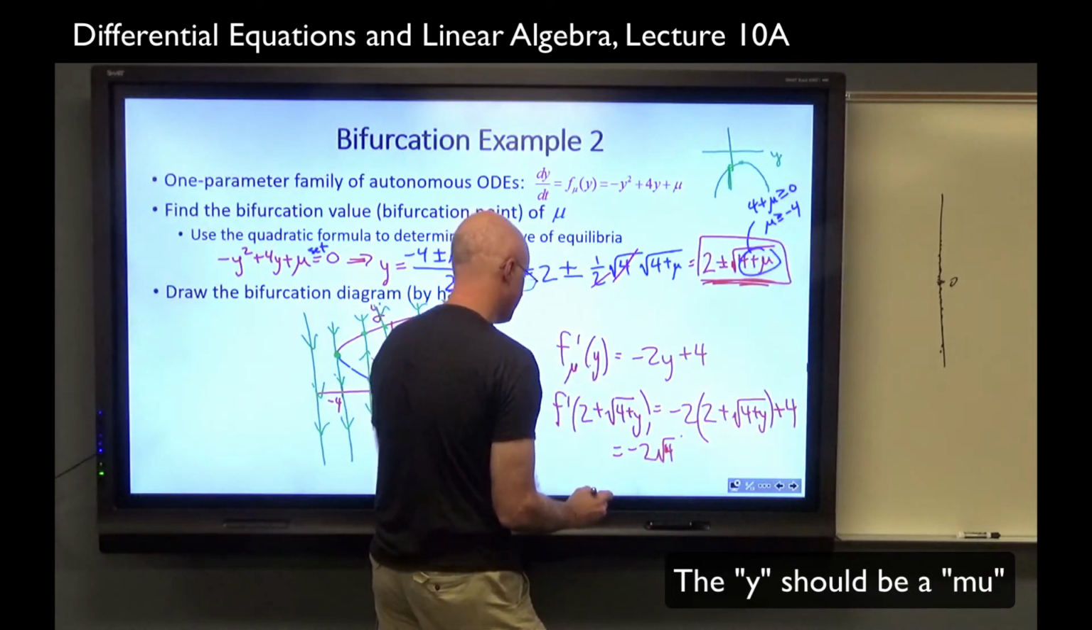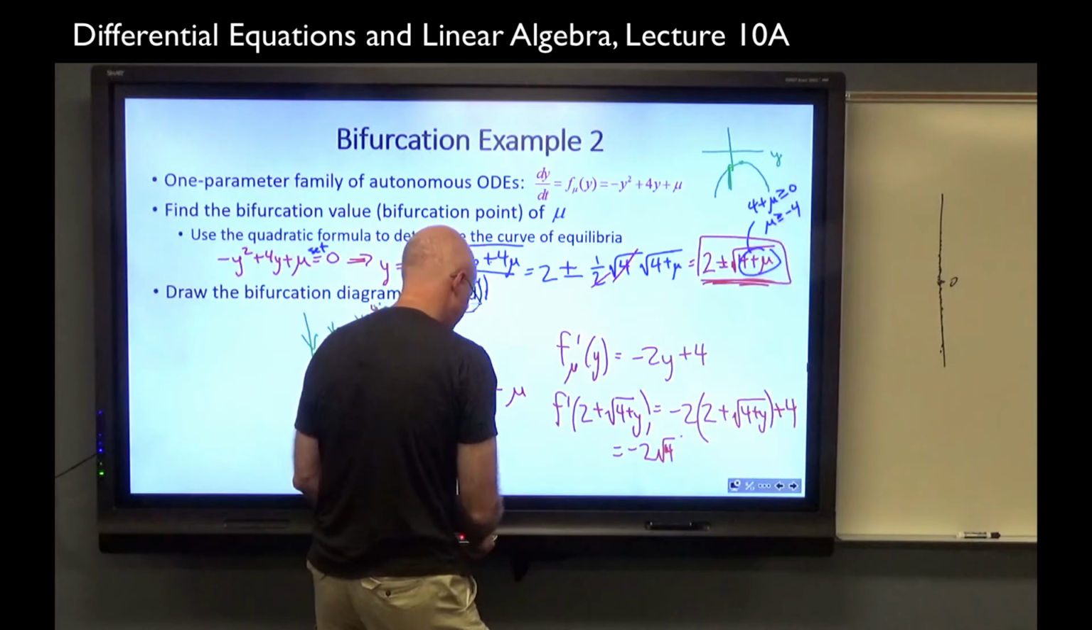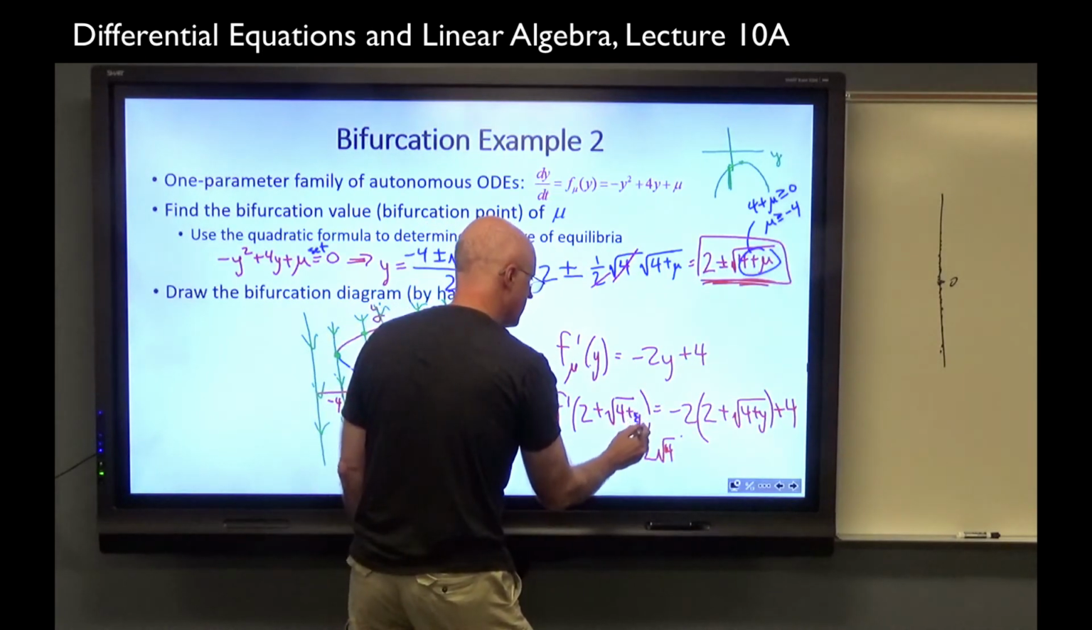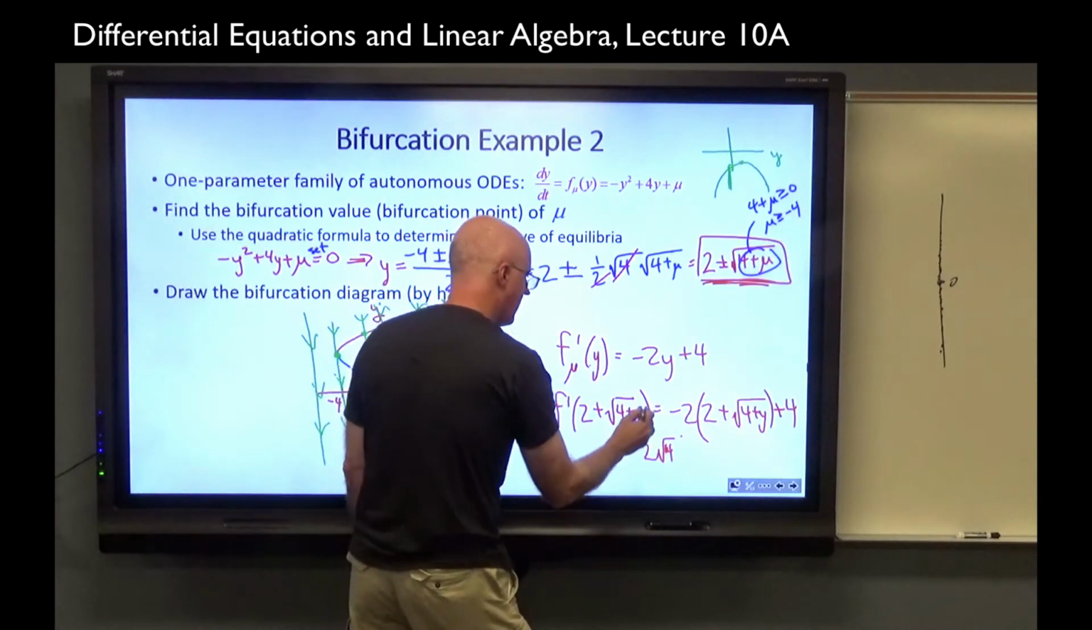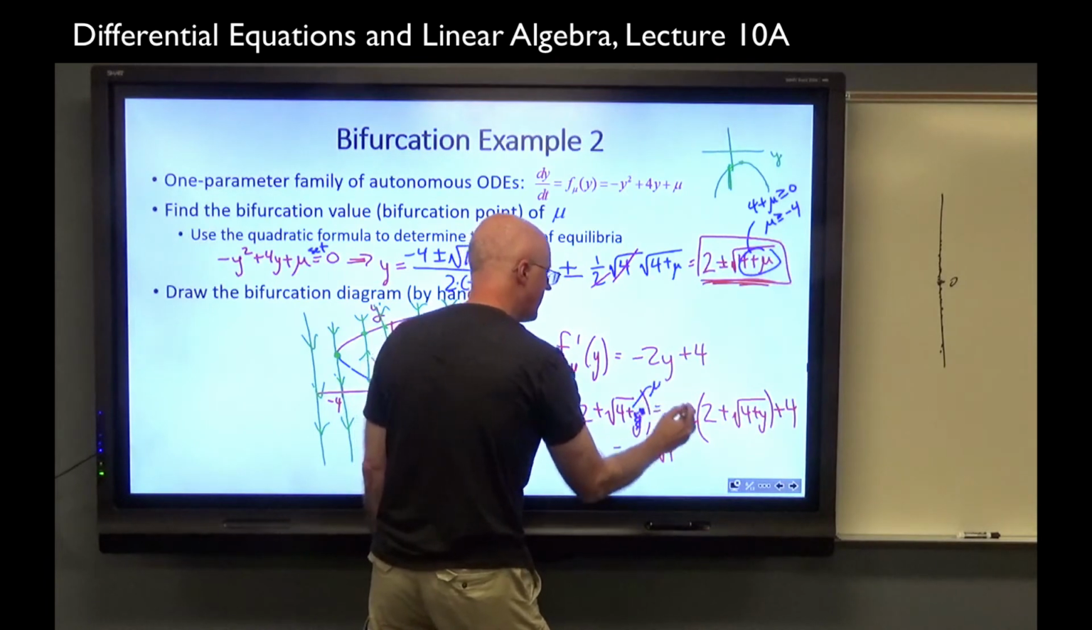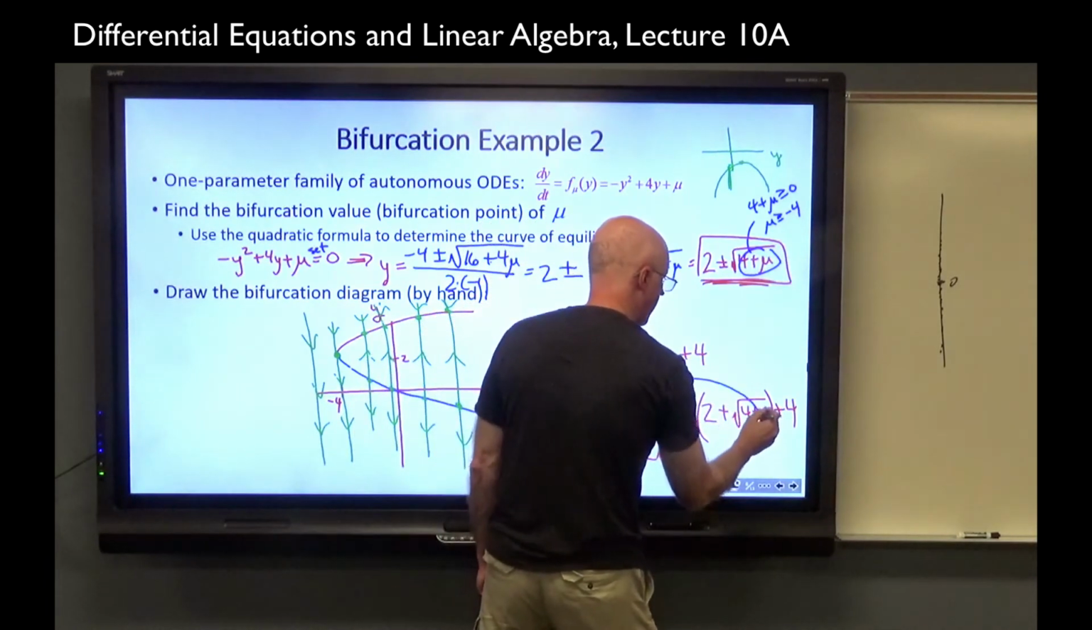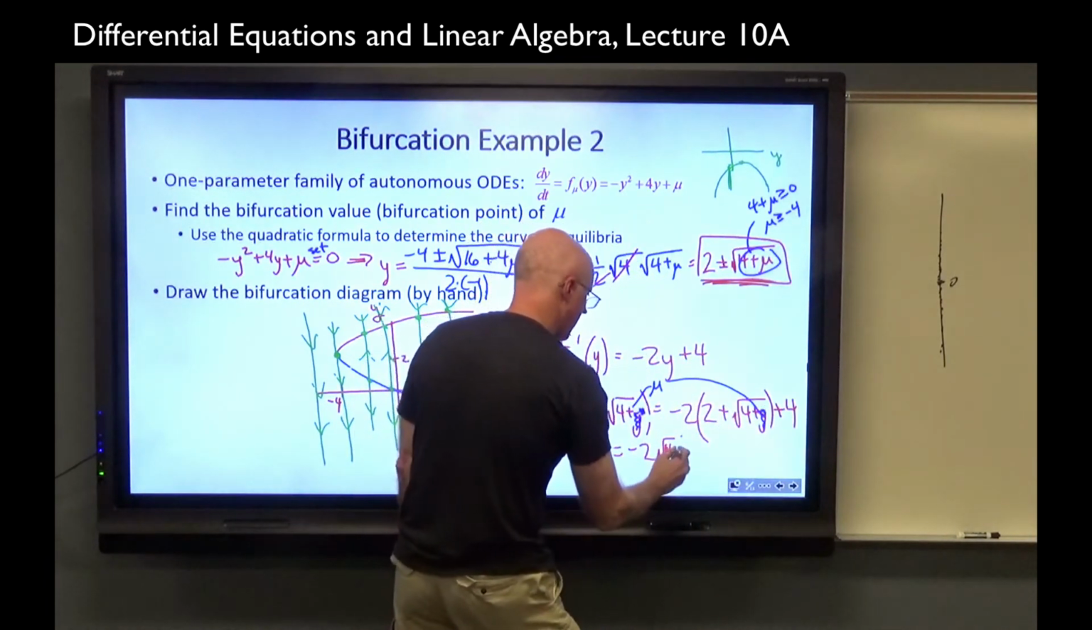This simplifies to minus 2 square root of 4 plus mu, I meant, sorry. This should be a mu here. Mu right there, mu right there. I'll go ahead and put the mu in right here.